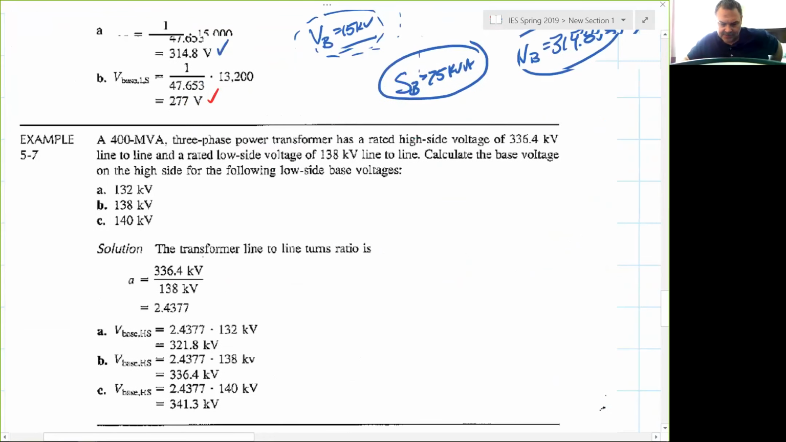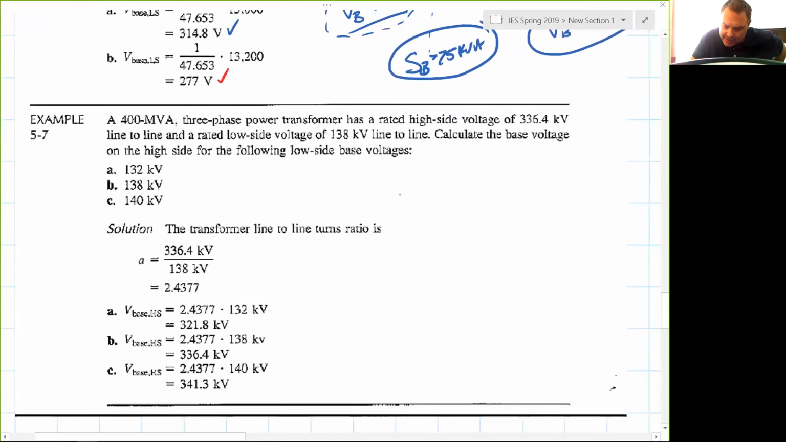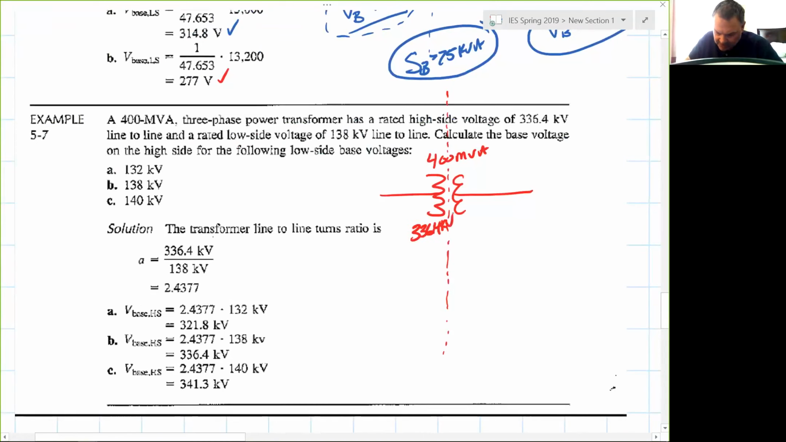Okay, now we've got a three-phase transformer. Let's take a look at that. Again, I'm not going to draw all three phases, so I'm just going to use a one-line diagram representation for a transformer, and this guy is rated 400 MVA. We just have a single transformer, I think, so I'm going to draw my dotted lines through the transformer. This 400 MVA three-phase transformer has a rated high-side voltage of 336.4 kV, line to line, and 138 kV.